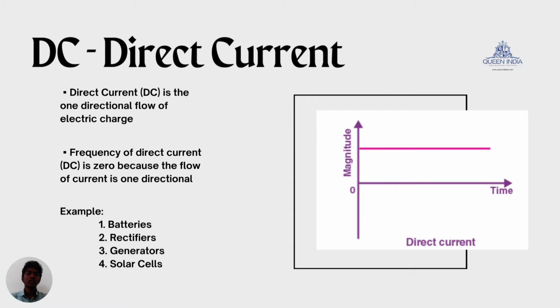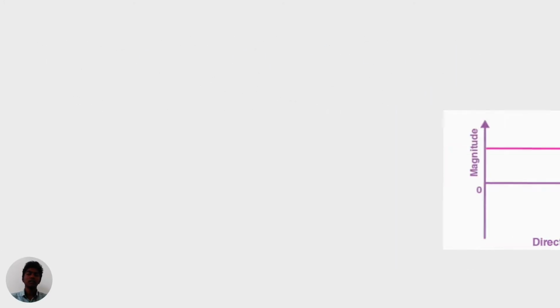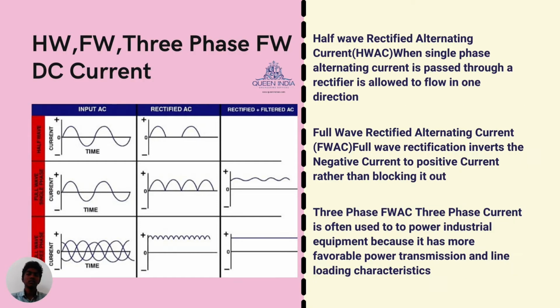Direct current is the one-directional flow of electric charge. The frequency of direct current is zero because the flow of current is in one direction. Examples of direct current: solar cells, generators, rectifiers, batteries. Half-wave, full-wave, three-phase full-wave DC current.